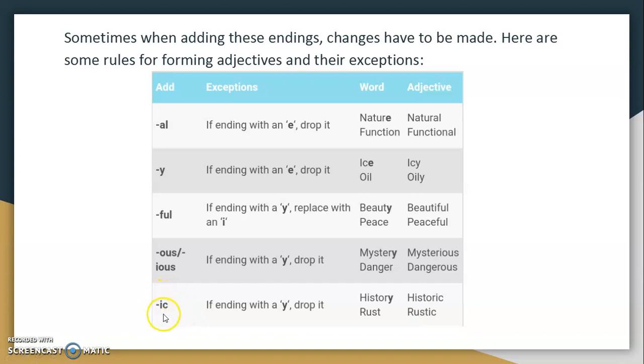For the suffix ic, if the root word ends with the letter y, you drop the letter y and replace it with ic. For example, the word history. Here you drop the letter y and add ic, it becomes historic. Another example would be the word rust. Here you just have to add the suffix ic and it becomes rustic.